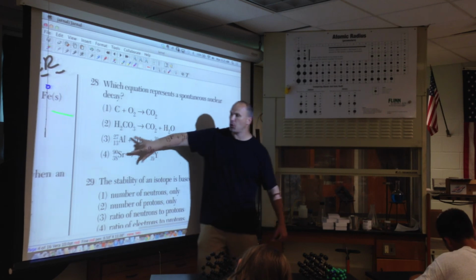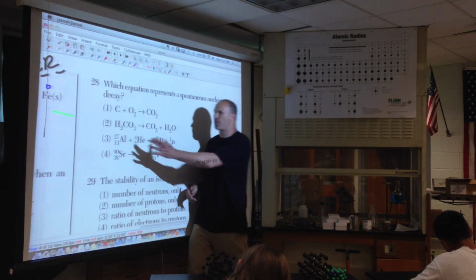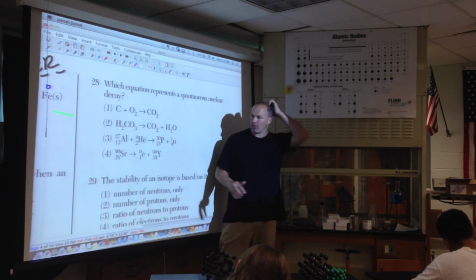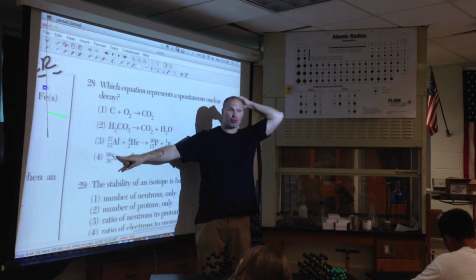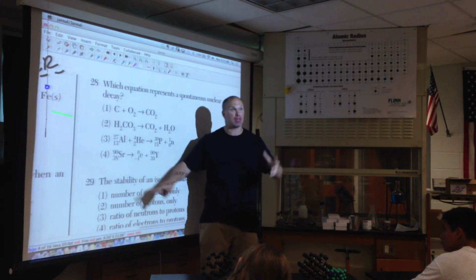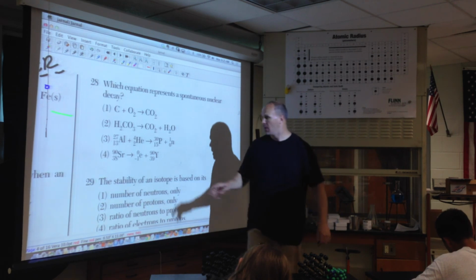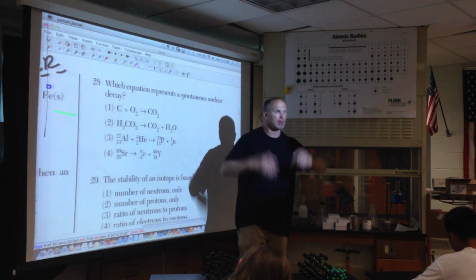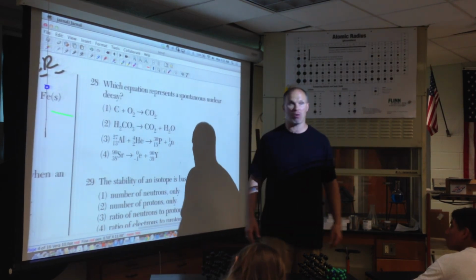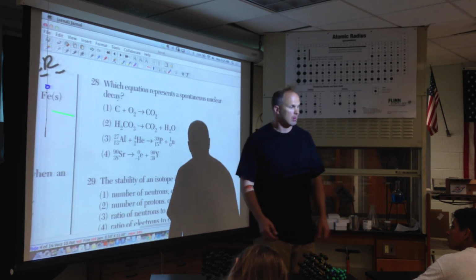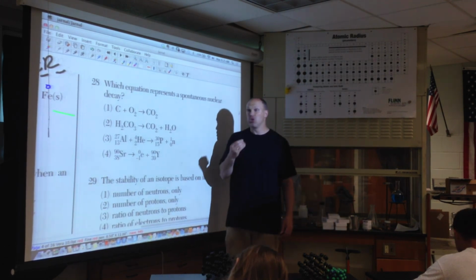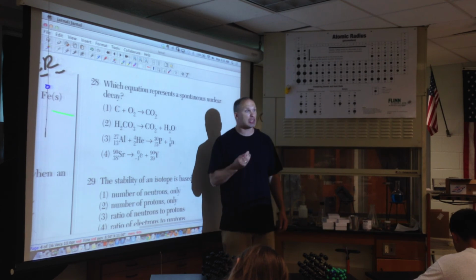I need to see how the nucleus changes. So this is artificial transmutation, not natural. And this is called natural transmutation. By itself, strontium, because why? Why does strontium give off a beta particle? By itself, without any help. Strontium is naturally unstable. Its nucleus actually has too many neutrons.